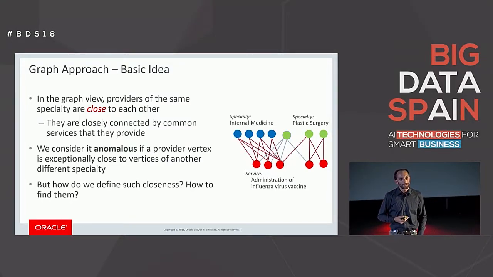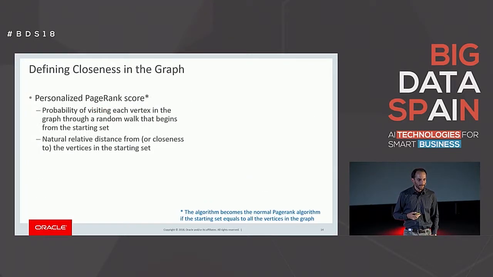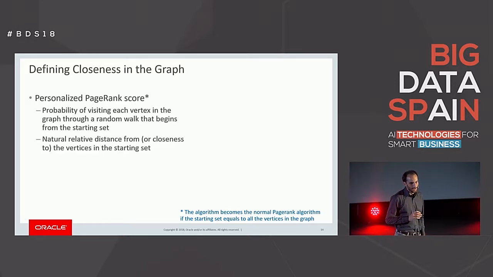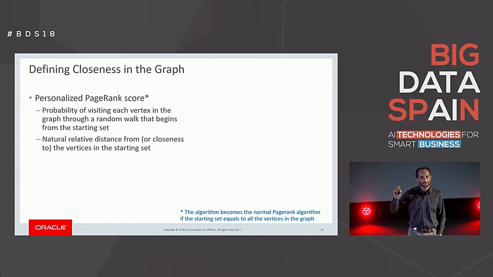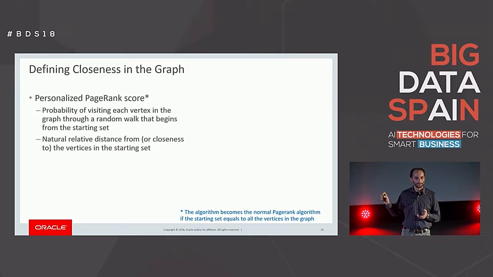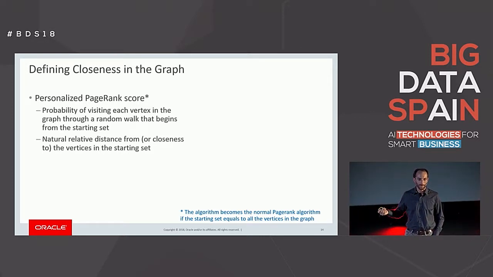How can we define this from the data, from this graph? The idea is to use the personalized PageRank score. Personalized PageRank is a slight modification of the classic PageRank algorithm. PageRank tells you how important a certain vertex is in the graph based on how many connections it has with all other nodes in the graph. It's basically the original algorithm that Google started using for web search.